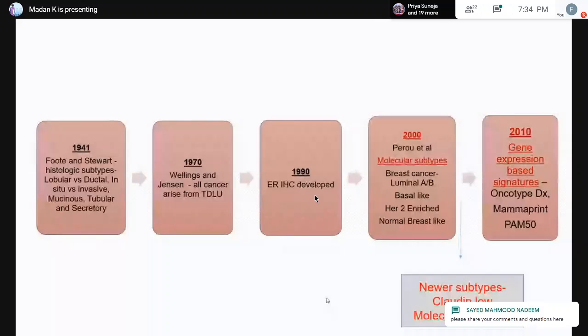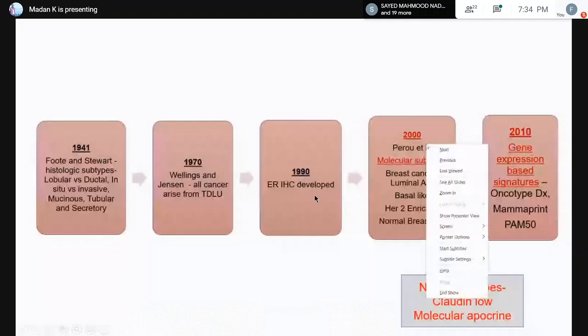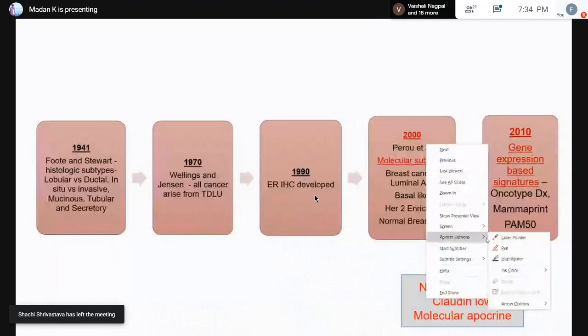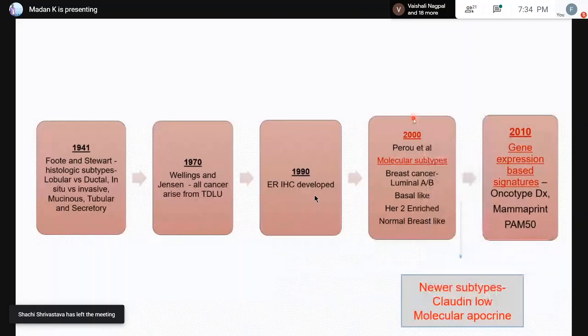So this is the slide showing the historic events in the field of breast pathology. If you look here, it all started in the year 2000, which was the breakthrough year in the field of molecular pathology of breast, where Perou et al. divided the breast tumors into 4 molecular subtypes. And a decade later, we had multiple prognostic signature assays, which will be discussed in subsequent slides.